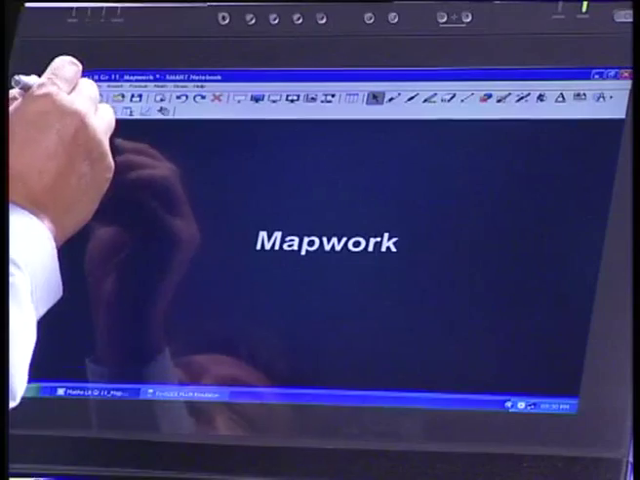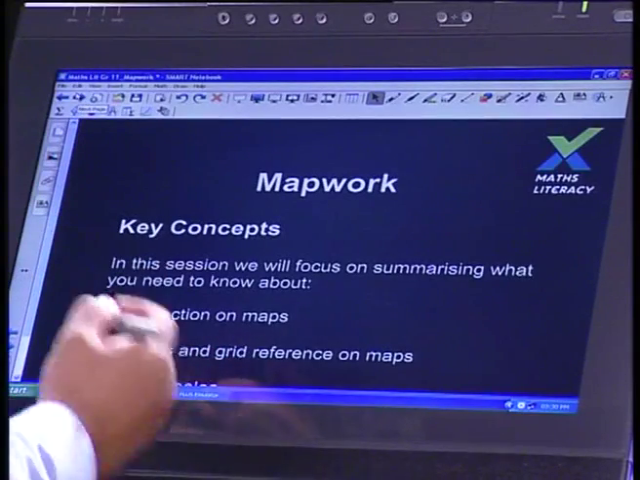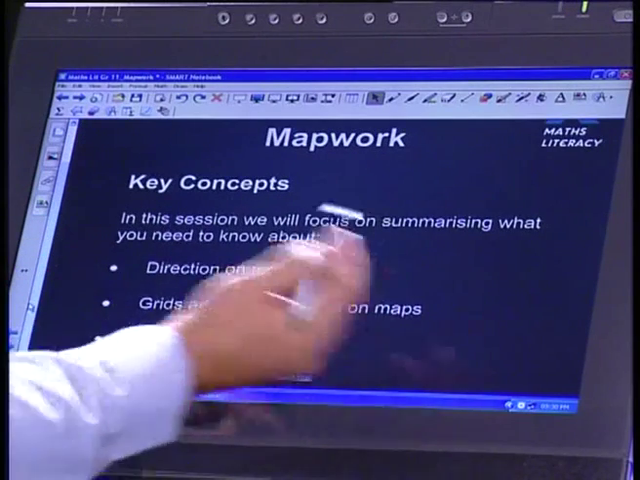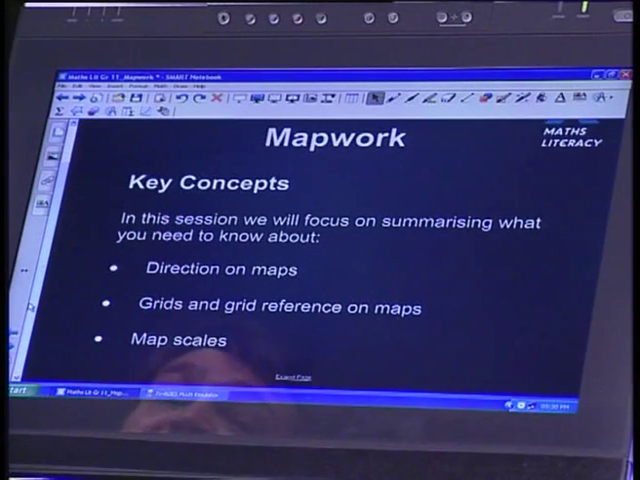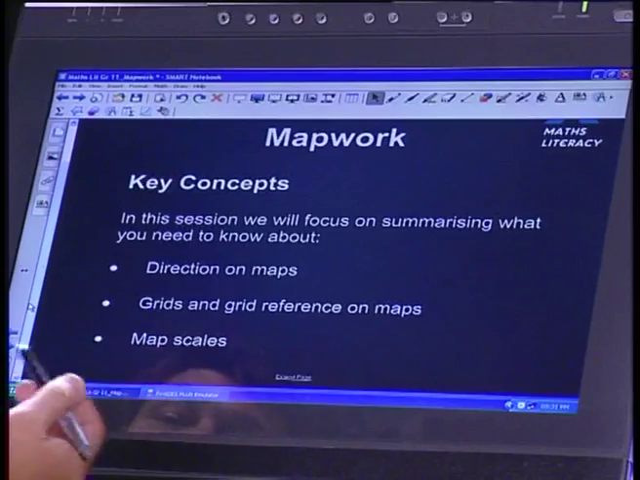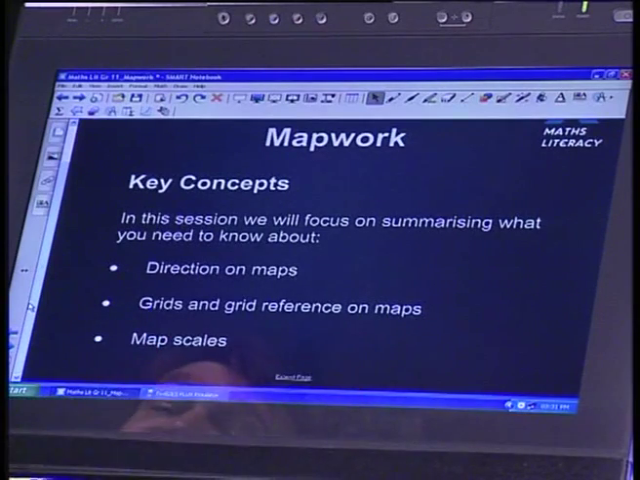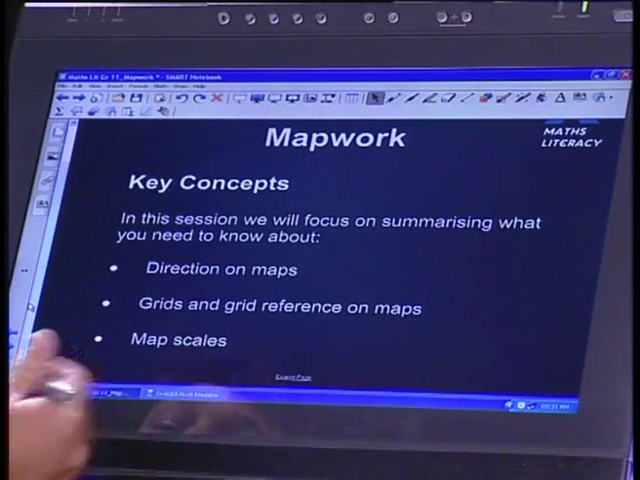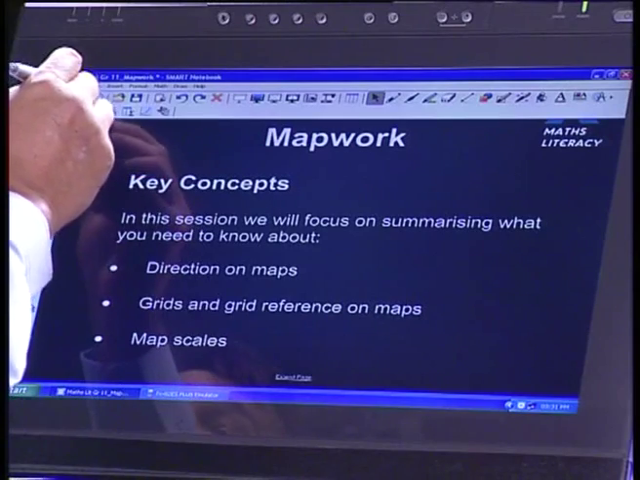So let's get started. The first thing we're going to do in this session is talk about direction on maps. We're going to look a little bit at grids and grid references on maps. And as well, we're going to be looking at some map scales.